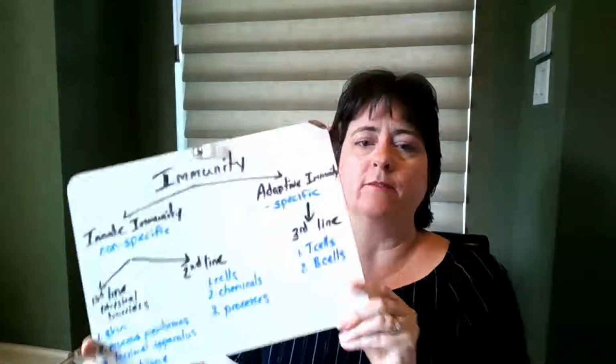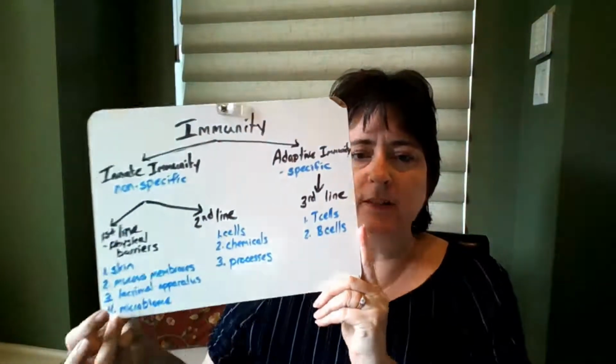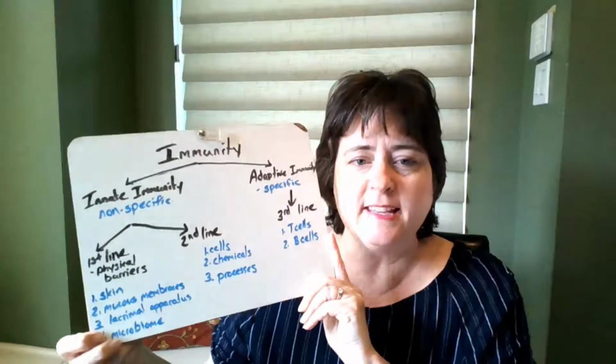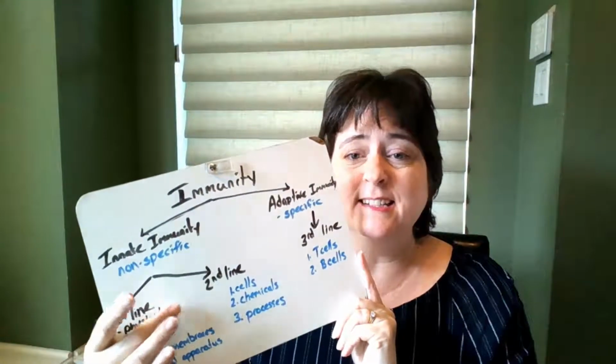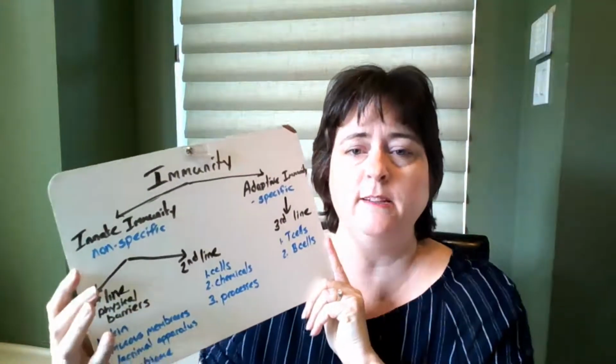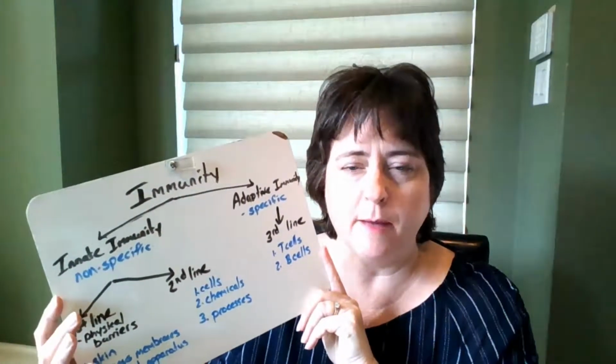Hey guys, it's Professor Tiffany Martin with Medical Microbiology, and we are in Chapter 15, Innate Immunity. We have covered the first line of defense, which is our physical barriers, and this video is going to deal with our second line of defense, and specifically the cells. The second line of defense is once it gets inside, then what happens?